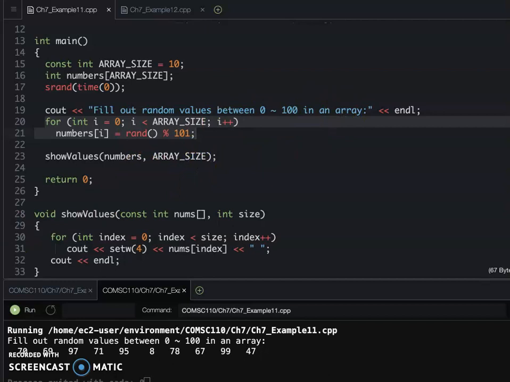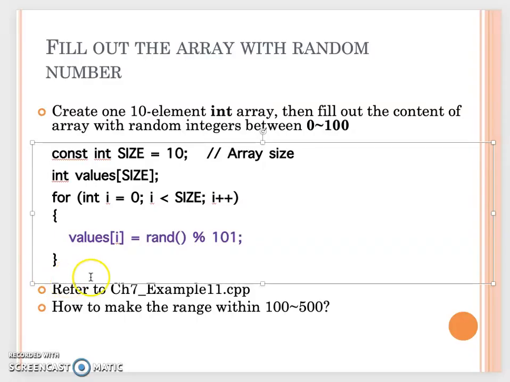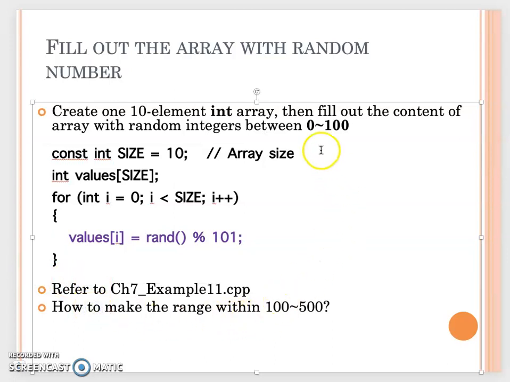Now after you understand how to do that, I want you to think, how about if I don't want to start from 0. I want to start from 100 to 500. So how should we modify chapter 7, example 11, to make the range within 100 to 500?